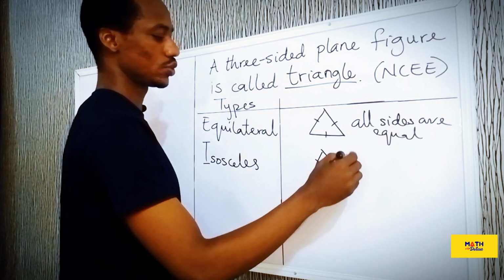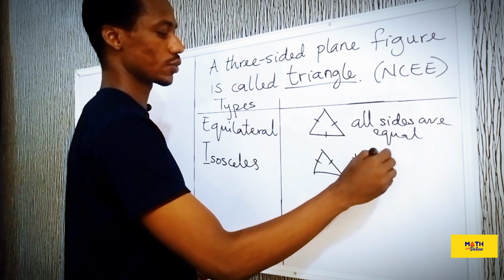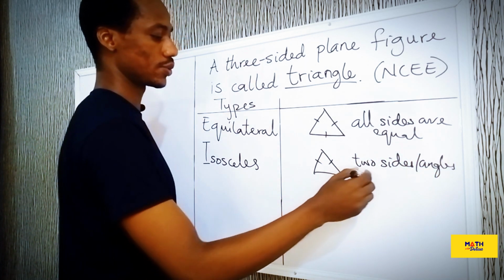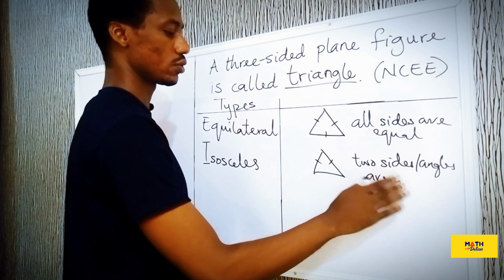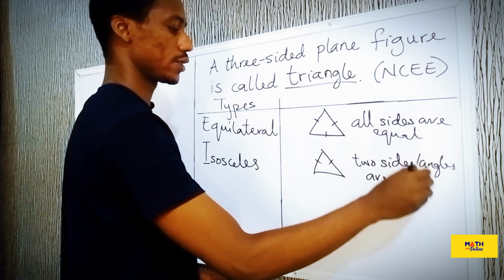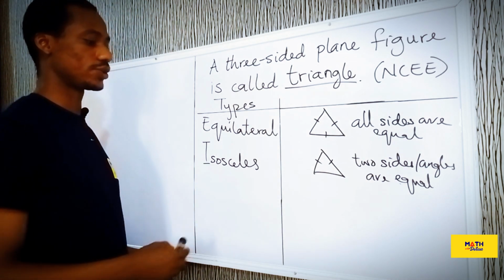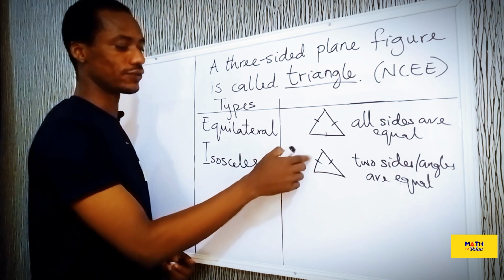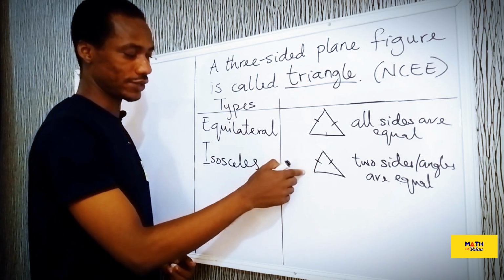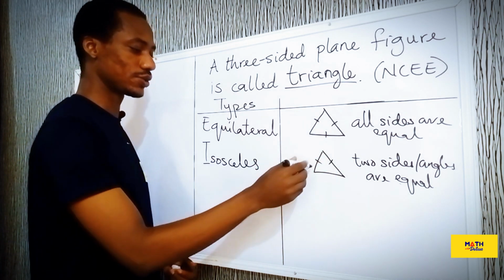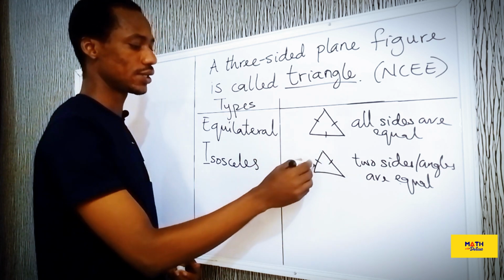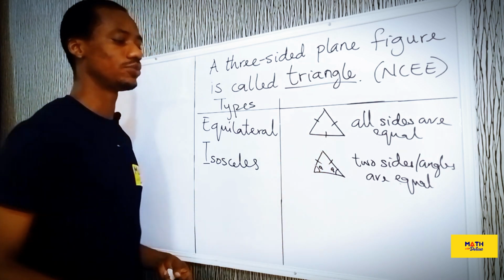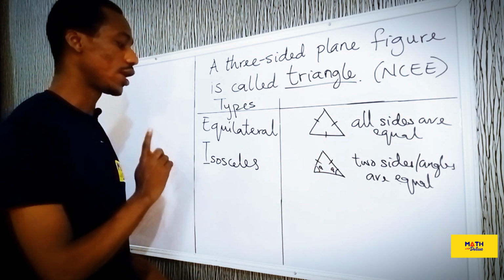For the isosceles, two sides and two angles are equal. And how do you know the angles that are equal? The angles are at the base of the equal lines. You have this line equal to this line, so the angles at the base of those two equal lines are also equal. So if this is A, then this also will be A. So that is the isosceles triangle.